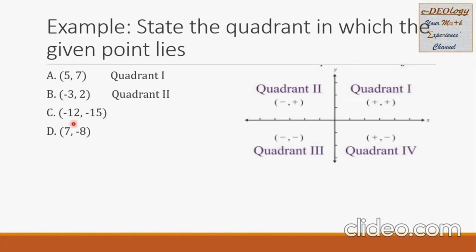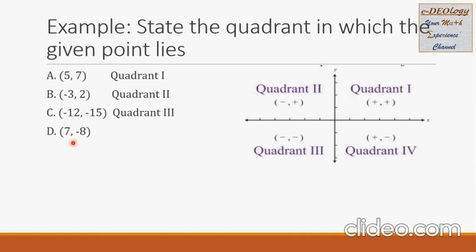For the third ordered pair, we have (-12, -15). The first number, the x coordinate, is negative, while the second number, the y coordinate, is -15. This ordered pair lies in the third quadrant.